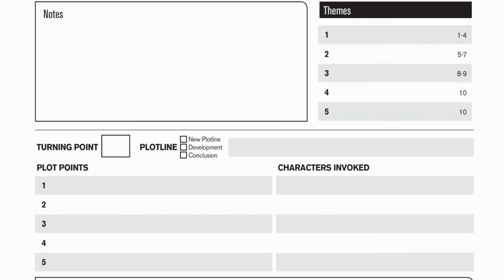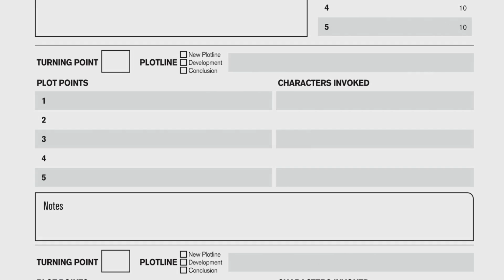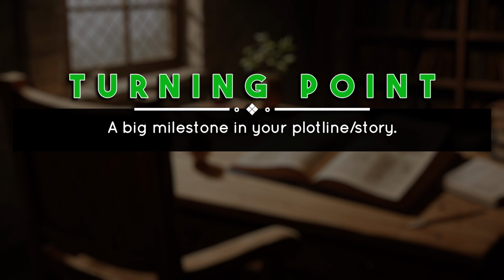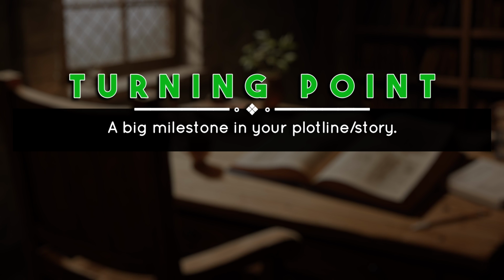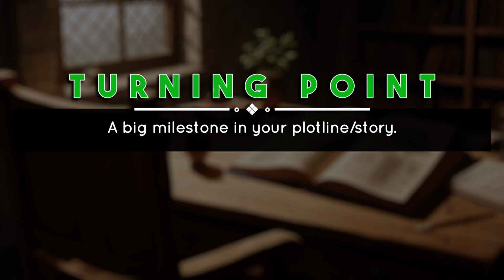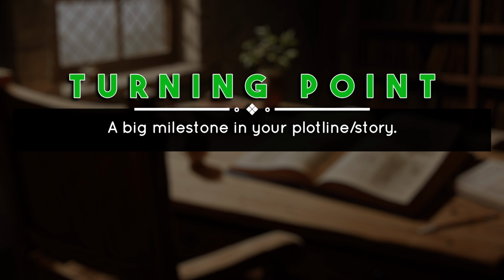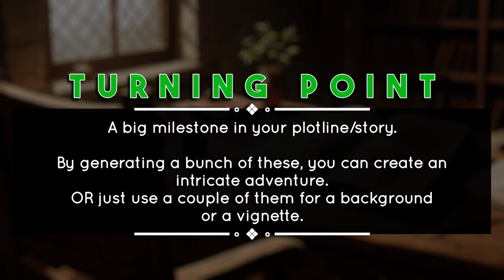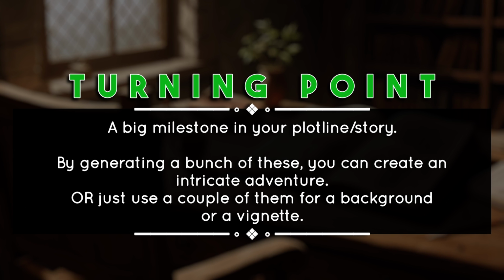Under the teams list, you will see a large rectangle with the following items: turning point, plotline, plot points, characters involved, and notes. This whole rectangle represents one turning point. In writing terms, a turning point represents one major part of a plotline. Or in other words, each turning point is a major event in your story. Basically, if you put all these major events together, you could give a summary of your story.